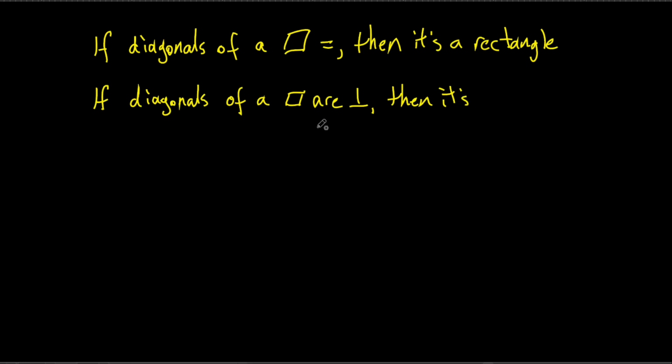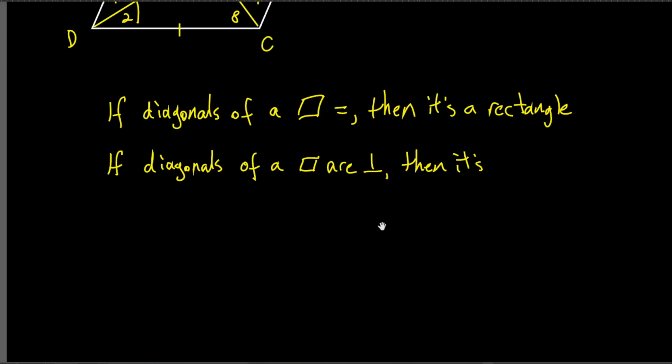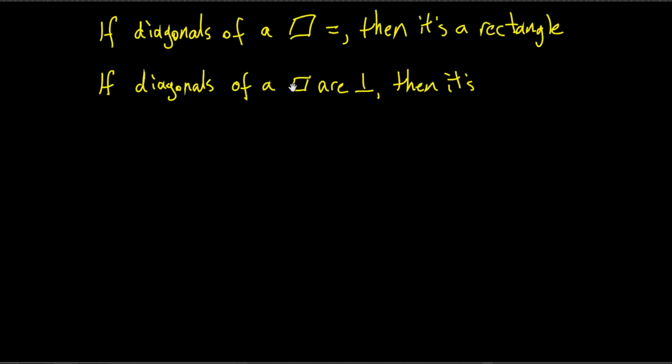What kind of specific parallelogram is it? If the diagonals of a parallelogram are perpendicular, then what kind of figure is it? It's a rhombus, right? We just finished doing that, didn't we? We said if you had a rhombus, then what's true about the diagonals? They're perpendicular. But this one says if you just have a parallelogram and you find out that the diagonals are perpendicular to each other, then what must it be? It must be a rhombus.